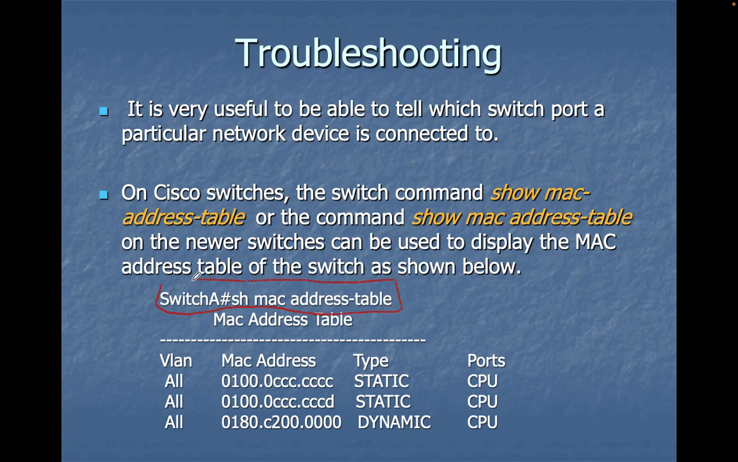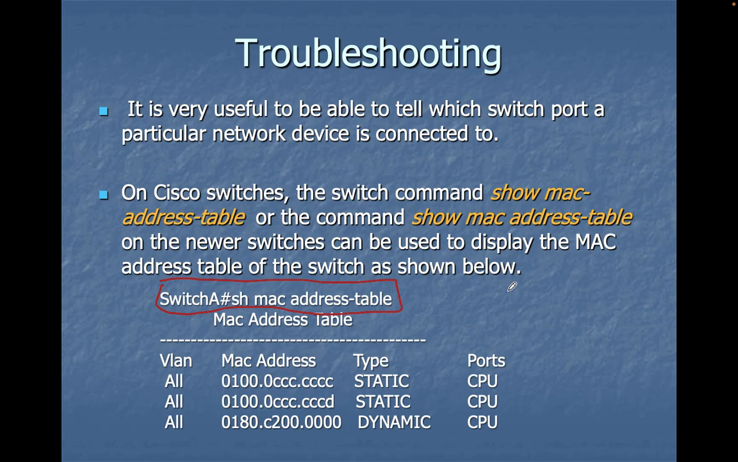Run this command: switch A hashtag show MAC address table. When you do that, it shows you the VLAN, to show you all the VLANs. The MAC address, you display all the MAC address types, whether static or dynamic. You see, this one is static, dynamic. The ports are CPU, etc. So all the ports.